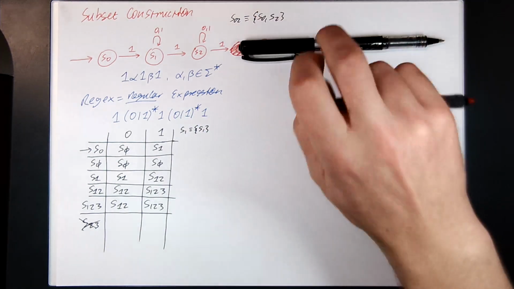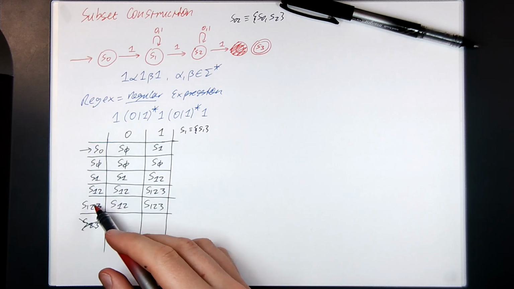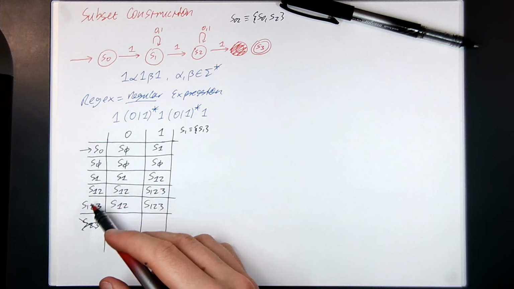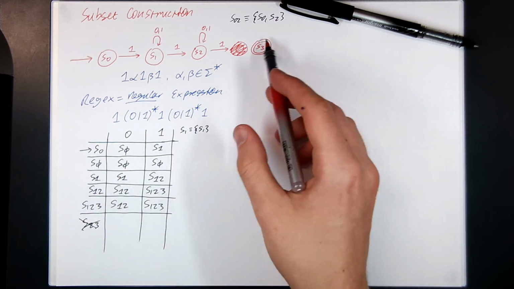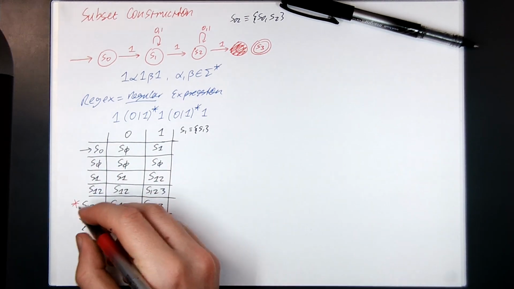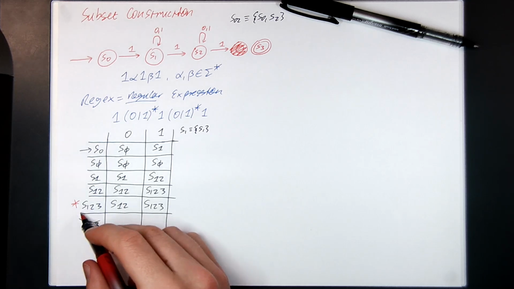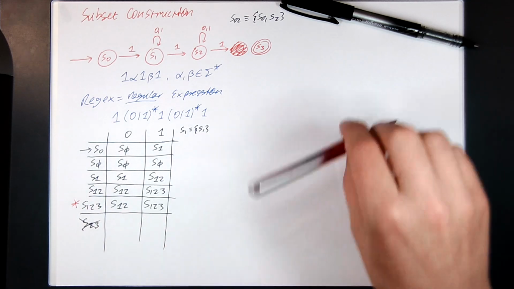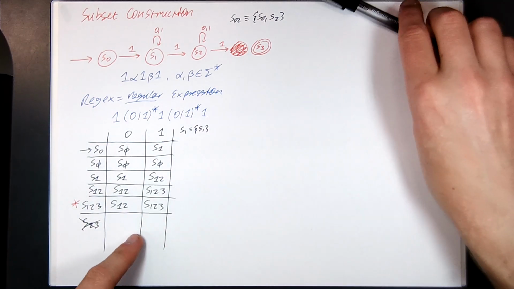Okay? So now we have to identify the final states. The final states are any set of states that contains S3, because S3 is a final state. So here, only S123 is a final state, and we denote final states with an asterisk. So now with this table, I can draw the corresponding DFA.